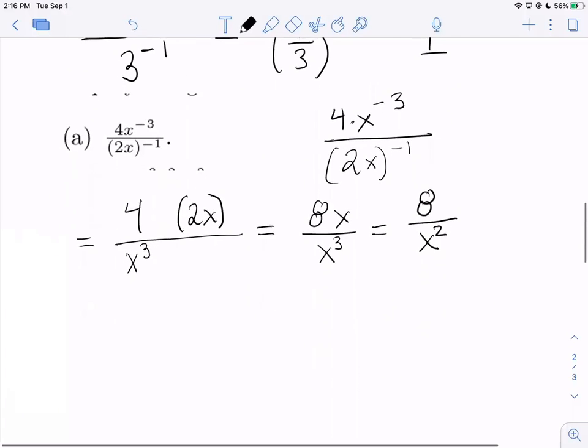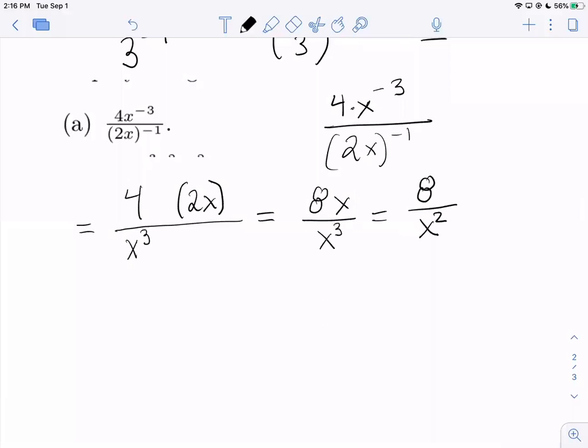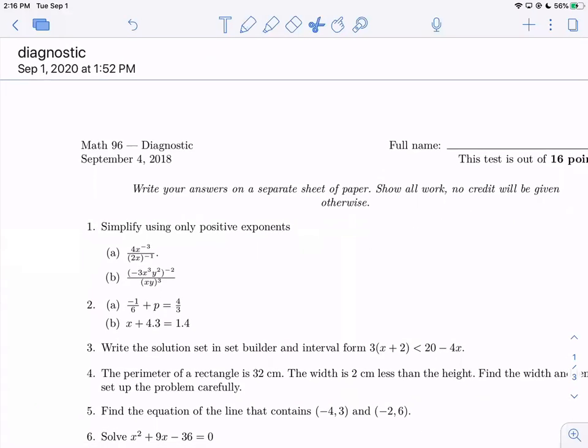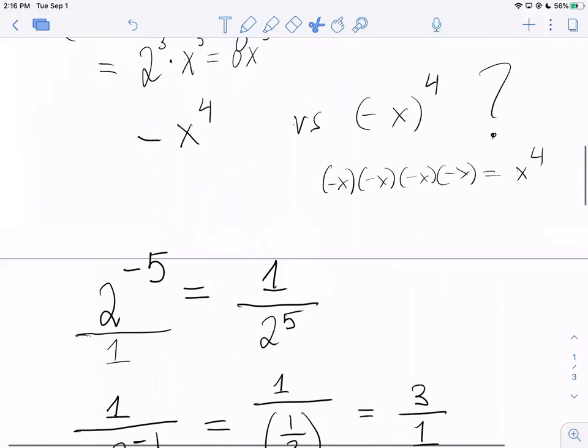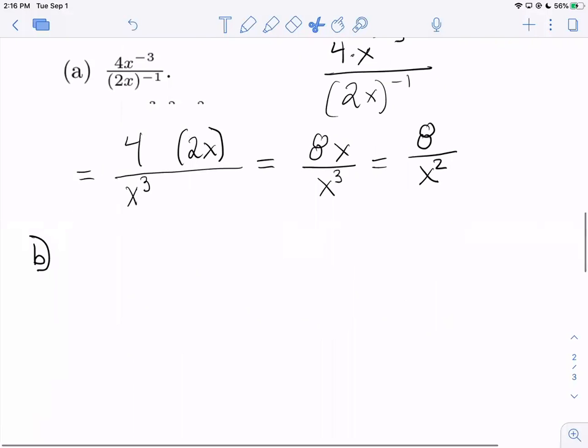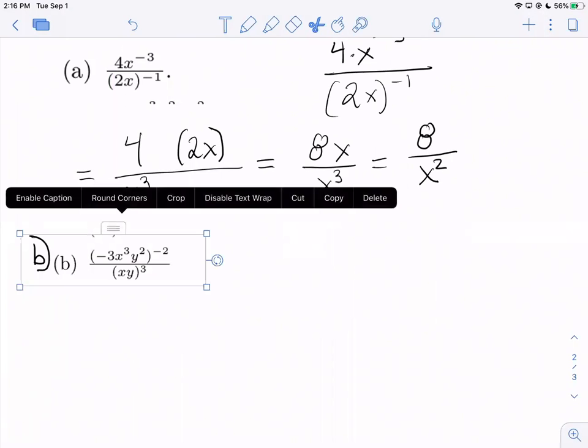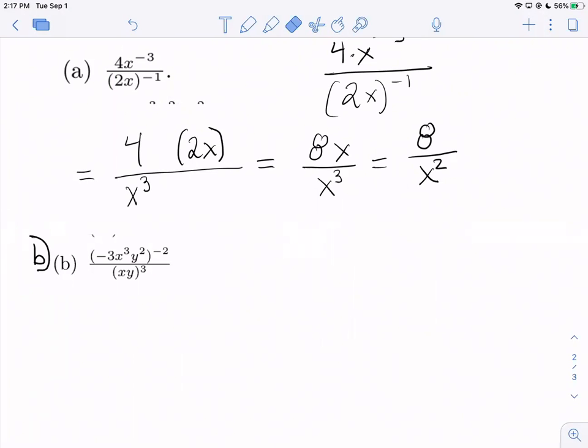Okay. And then let's try B, and then I'll give you guys 2 examples. I'll just come up with 2 examples that you can practice on your own. But let's try B together. And if you're already comfortable, go for it on your own as well. So B was what? I'm just going to copy and paste here.